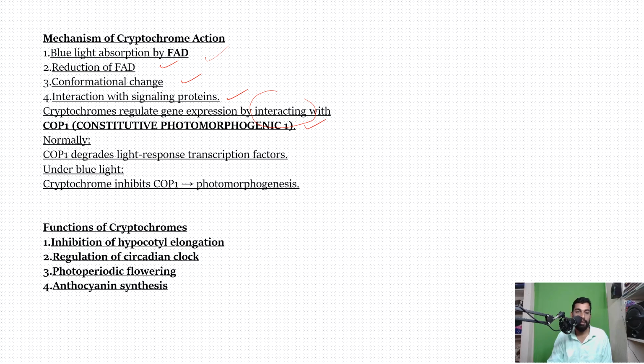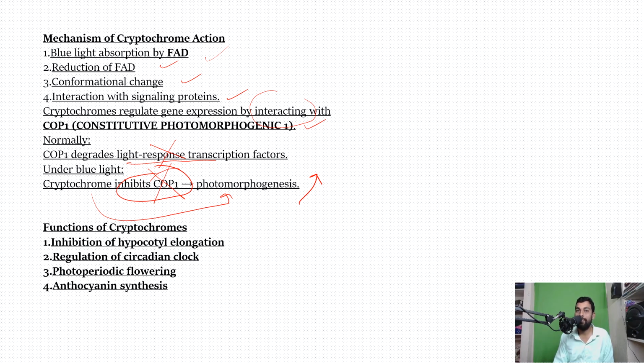Normally COP1 degrades light response transcription factors. So what is COP1 doing here? It is degrading light responsive transcription factors, so it is no longer useful for light responsive factors. So it has to be inhibited, right? Under blue light, cryptochrome inhibits COP1. So when there is blue light, it is inhibiting COP1. So what happens now? Photomorphogenesis is happening.